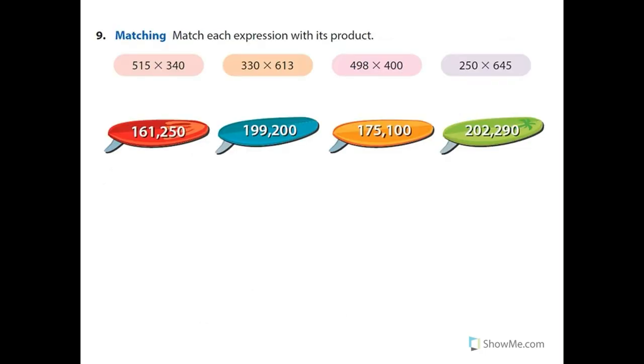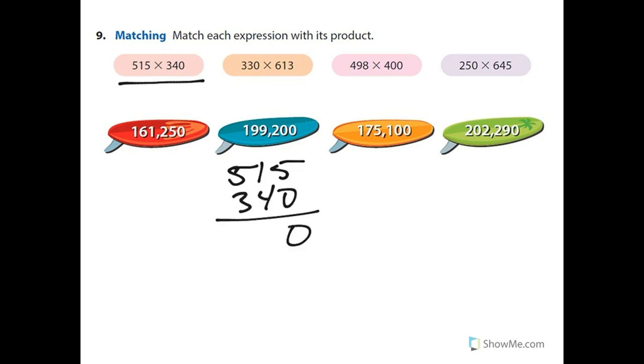So number 9 gives us a lot of practice. I'm going to do this first one with you, and you can do the next 3 on your own. So 515 times 340. Drop my 0 because I'm just multiplying by 0. 4 times 5 is 20. Carry that 2. 4 times 1 is 4 plus 2 is 6.